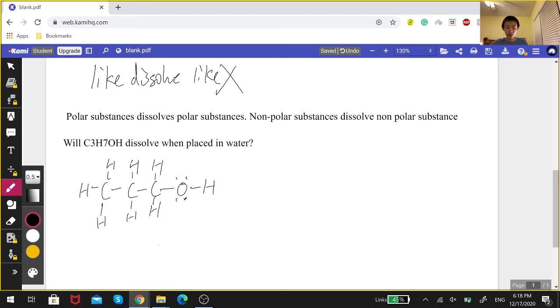And let's see here. Is this polar? Well, it is polar because first of all, there's dipoles. And second of all, not all surrounding elements are the same. So this is polar.